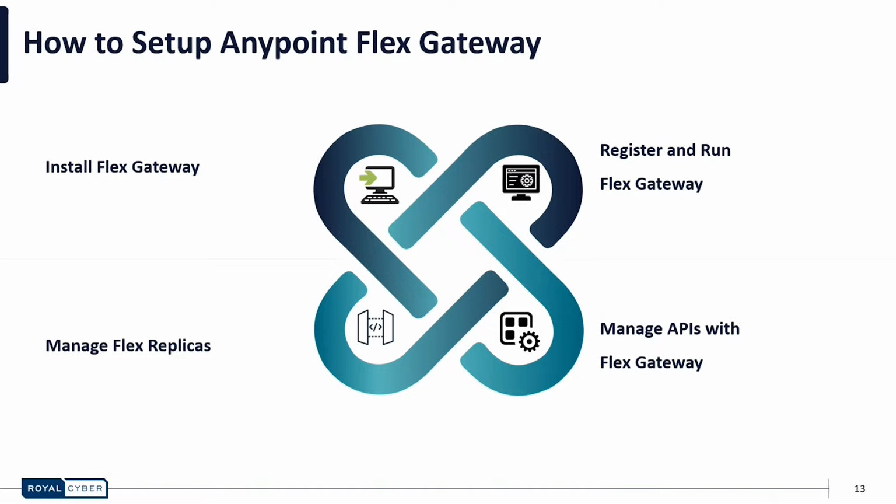To install Flex Gateway, we can install it as a Linux service, in a Docker container, or as a Kubernetes ingress controller. And then we need to register and run Flex Gateway. We can register and run Flex Gateway to Anypoint platform by running the command so that we can start using it to manage API instances.